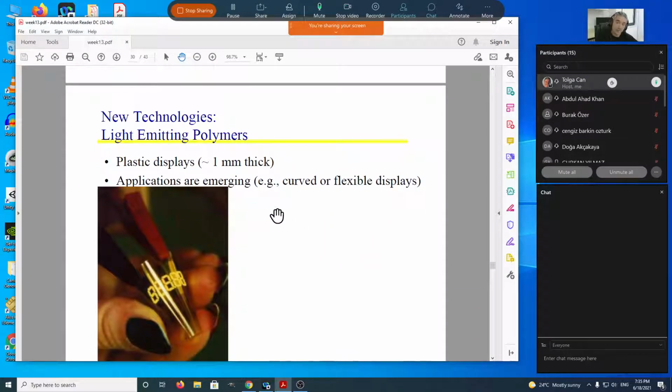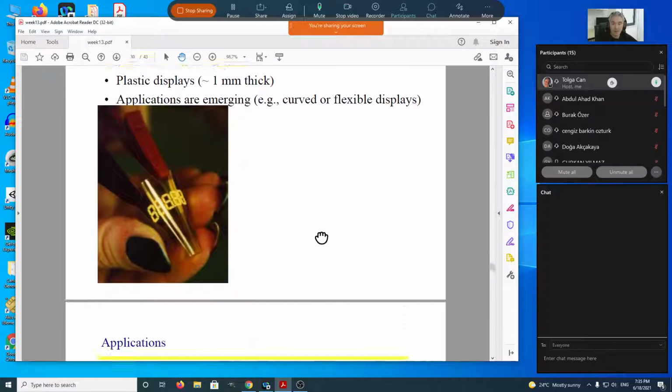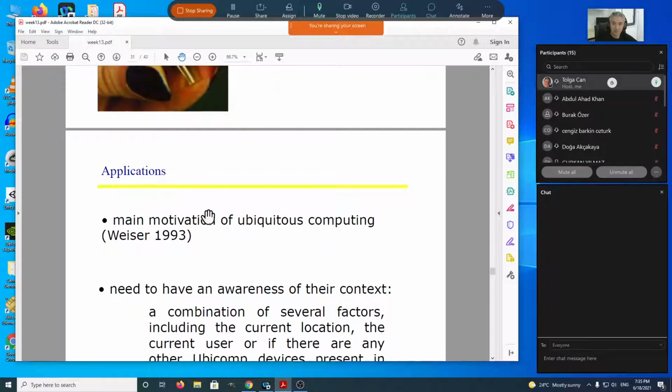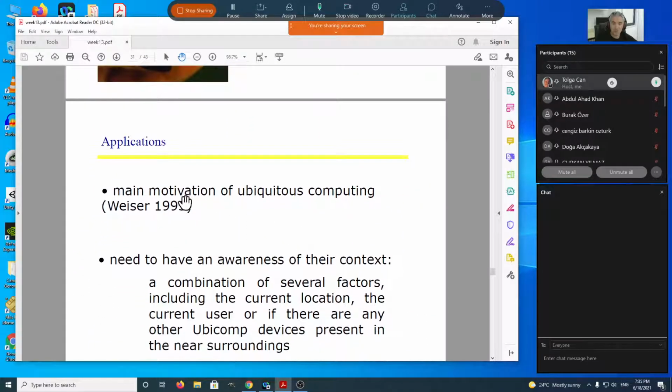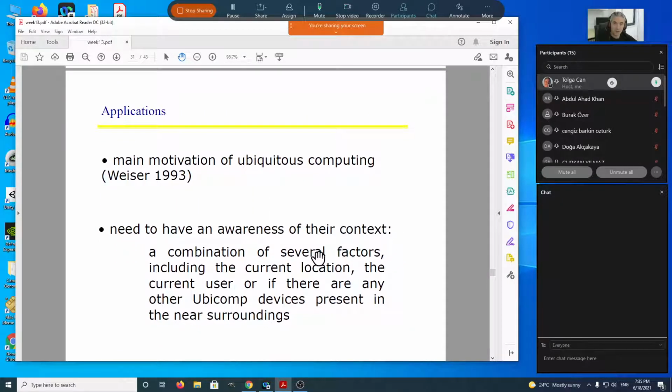And display technologies, the LEDs, light emitting polymers, that are flexible. So we have organic LEDs, for example, OLED screens, which can be curved or flexible displays that we can use in everyday life. There are many applications of ubiquitous computing, but this is an important feature of ubiquitous computing.